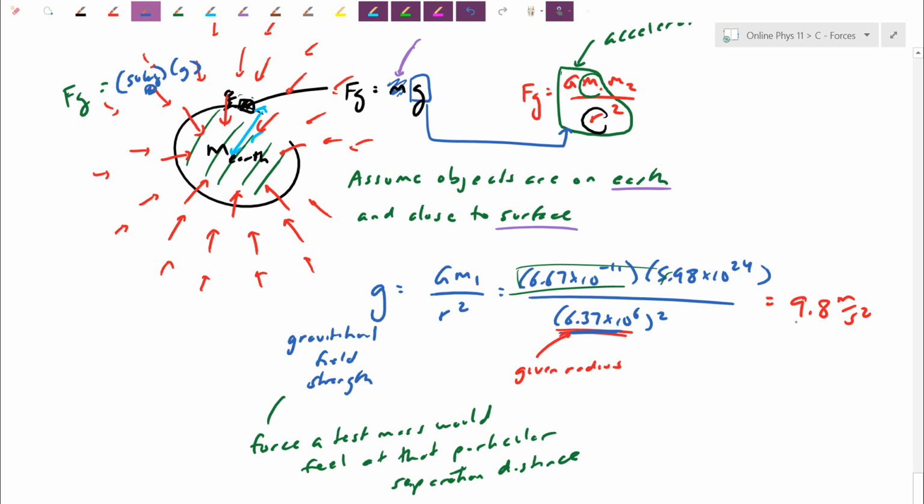Yes, we have been calling it acceleration due to gravity. We're just giving it a new name this time. We're calling it gravitational field strength.